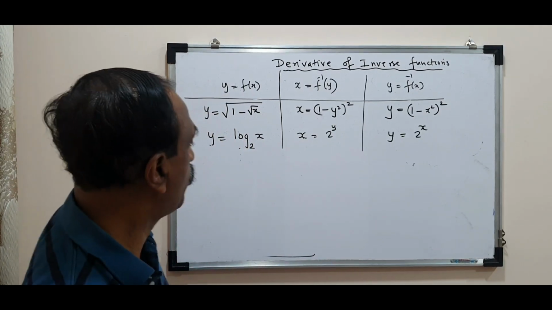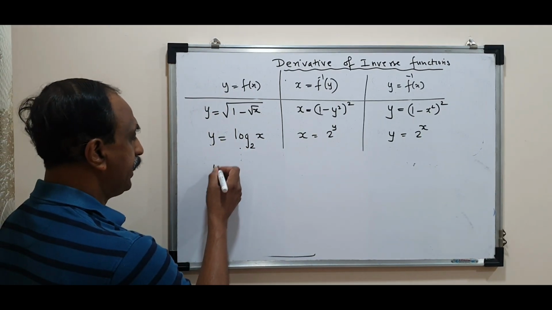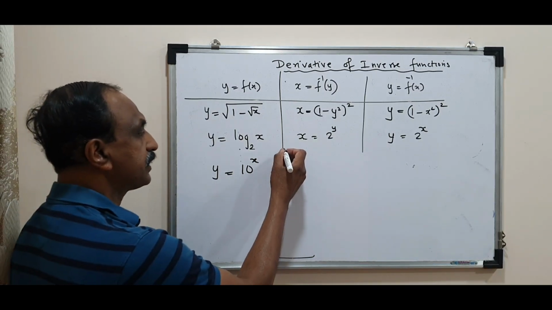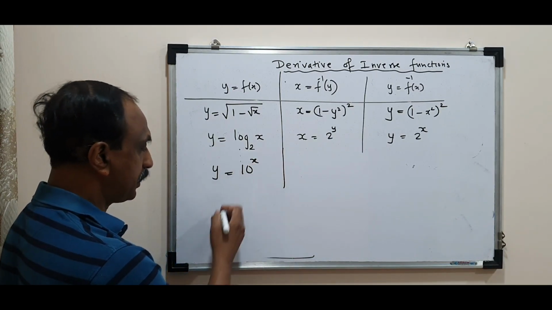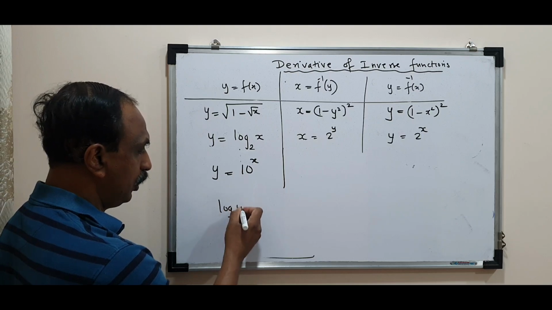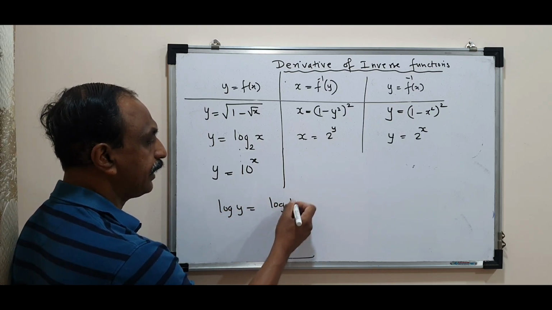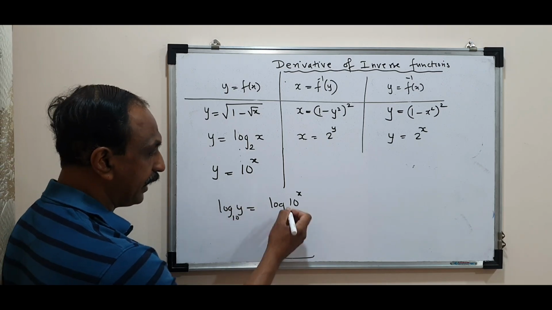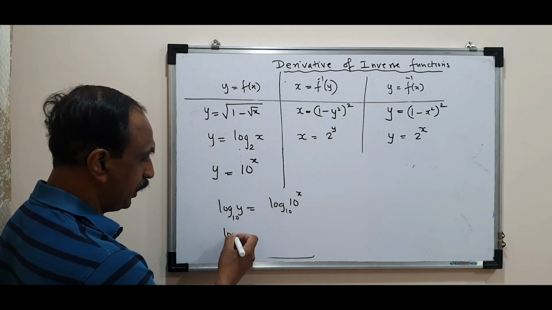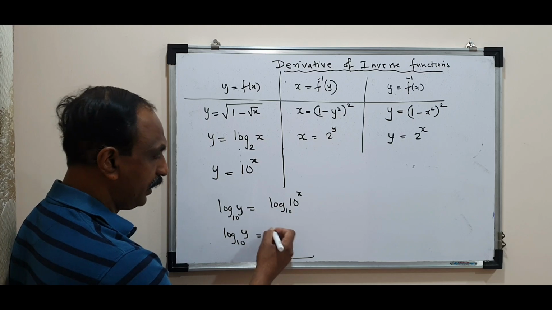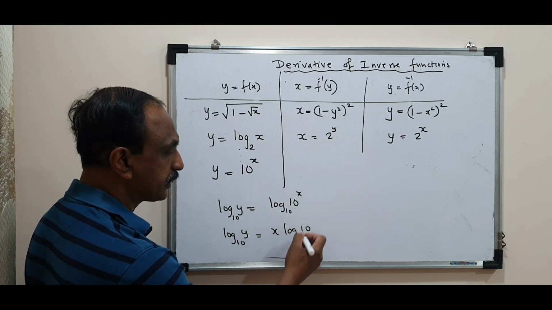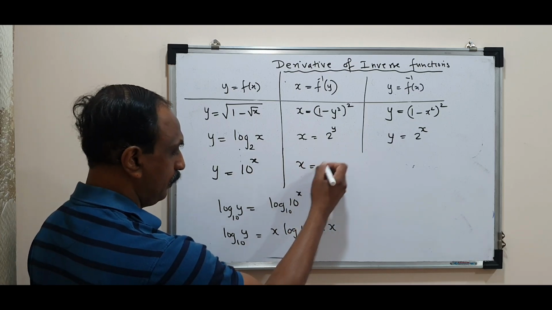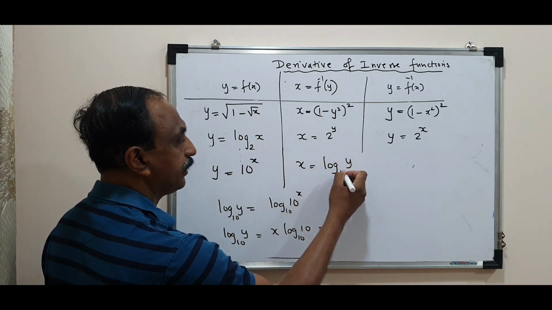Let's practice one more problem. Let's say y is equal to 10 raised to x. Now make x the subject. So take log on both sides. Log y is log 10 raised to x. What base of the log am I going to take? 10, so that I get it cancelled. So log y to the base 10 is x log 10 to the base 10, which is nothing but x. So x is equal to log y to the base 10.